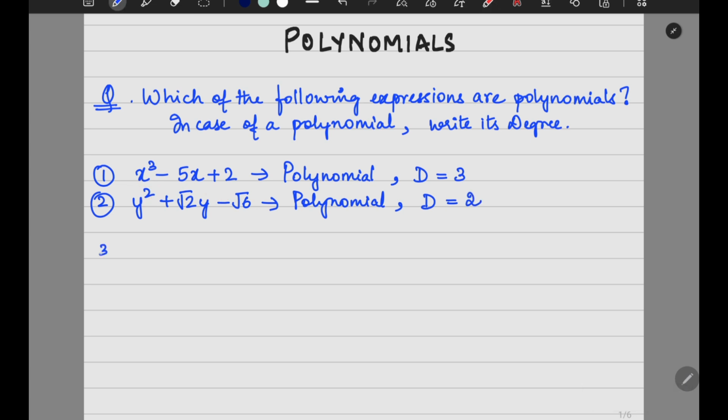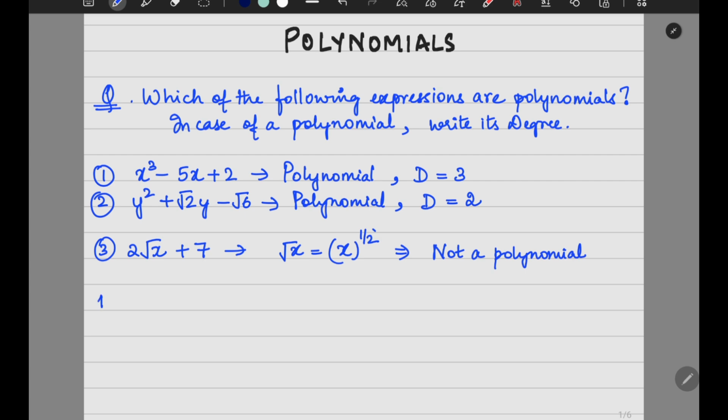Next one, suppose it is 2 root x plus 7. Now tell me if it is a polynomial or not. What do you mean by root x? See, root x is equal to x to the power 1 by 2. And is 1 by 2 a whole number? No. Therefore, it is not a polynomial. Okay. So suppose questions are of this kind, you will have to definitely solve, think, and then decide the powers of the variable.